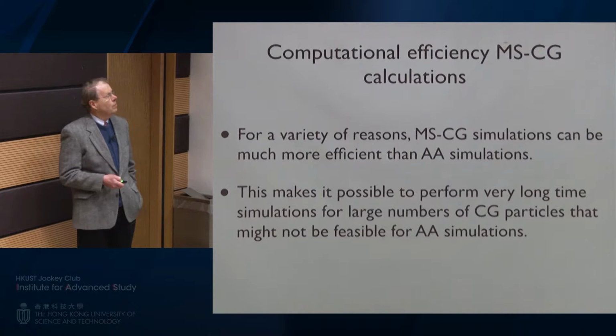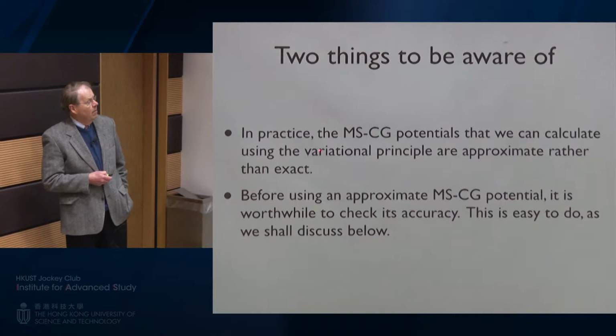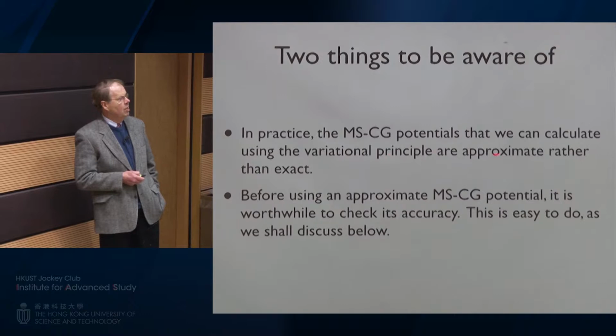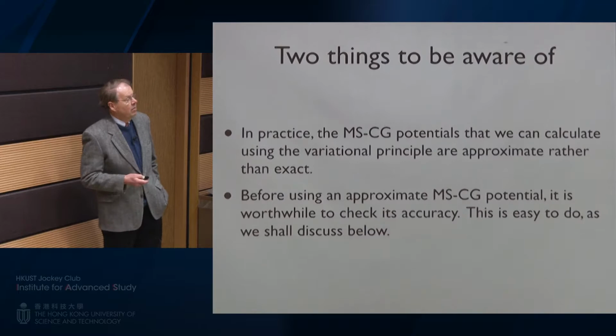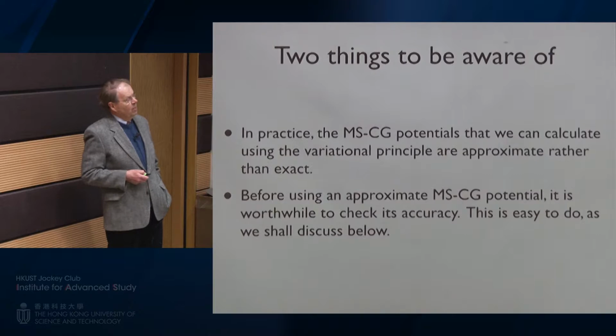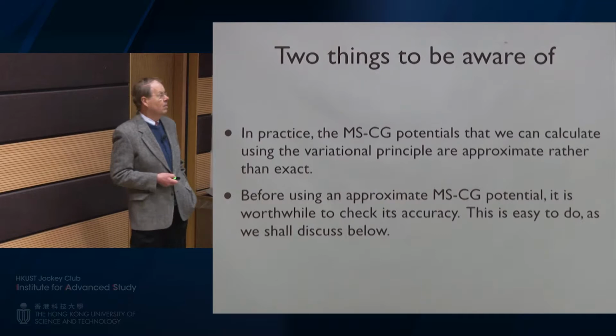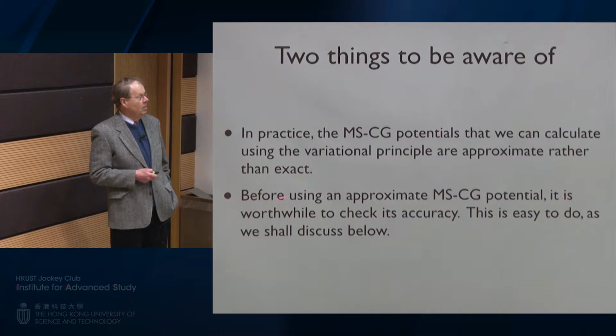Two things to be aware of. In practice, the MSCG potentials that we can calculate using the variational principle are approximate rather than exact. So the theorem says that if we had the exact CG potential, we'd get exactly the right answer. We just hope that if we can get a good approximation to the potential, we'll get a good approximation to the right answer. But before using an approximate MSCG potential, it's worthwhile to check its accuracy. And that's easy to do, as we'll discuss below.